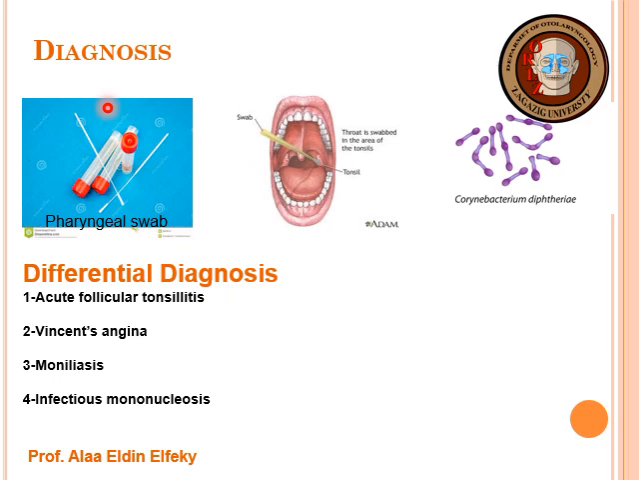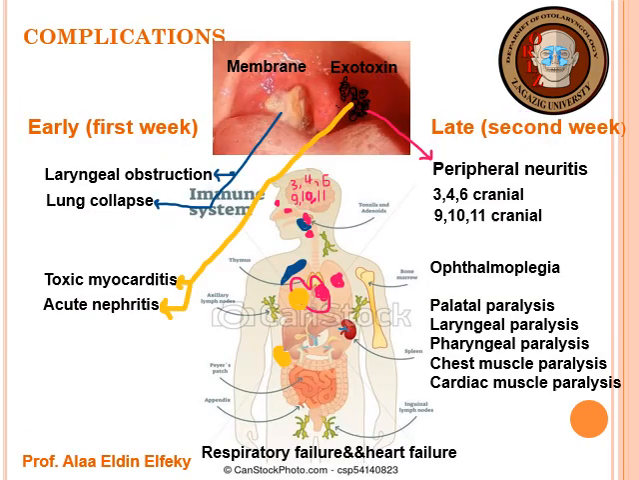About the diagnosis, we have to use a pharyngeal swab from the tonsil to discover the Corynebacterium diphtheriae. Differential diagnosis: acute follicular tonsillitis, Vincent angina, and infectious mononucleosis, and all this will be discussed later. Complications. The complications may be early in the first week or late in the second or third week.